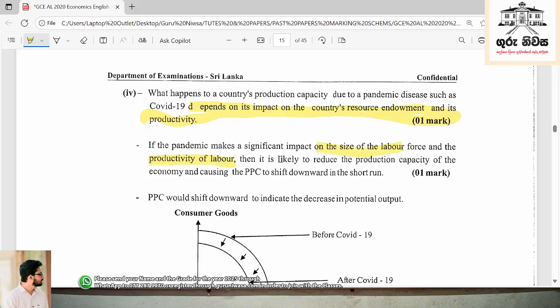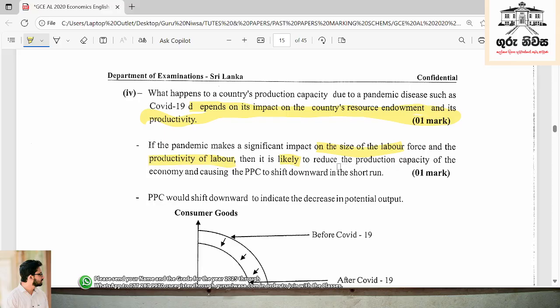Please use these words, Lamai: likely, could, may. Don't use might, it's not much. Because in economics, remember, something may happen or may not happen. We cannot say exactly, not 100%. Don't use will. It is likely to reduce. It is likely to reduce.